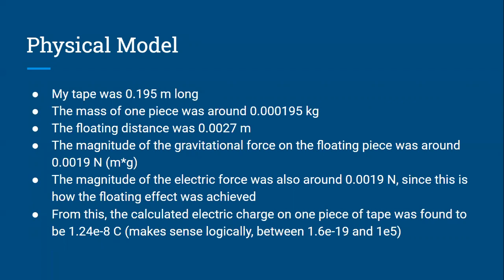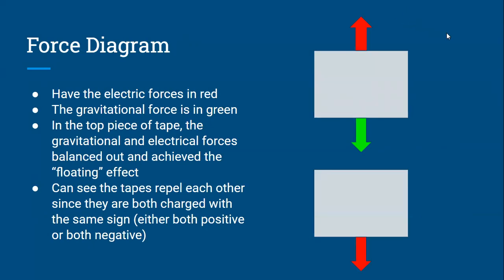And then the magnitude of the electrical force was also around 0.0019 newtons, since this is how the floating effect was achieved in this experiment. From this, the calculated electric charge on one piece of tape was found to be 1.24 times 10 to the negative 8 coulombs, which makes sense logically because it's between the charges of one electron and all of the electrons on that piece of tape. And we were able to calculate it by just solving mg equals k q1 q2 over r squared and plugging in all known values.